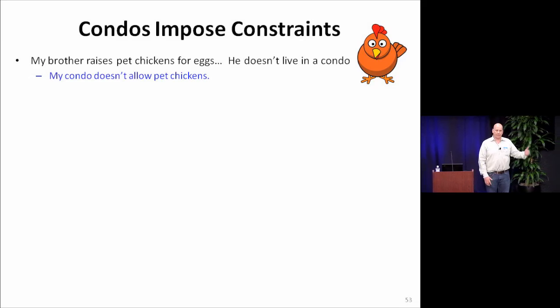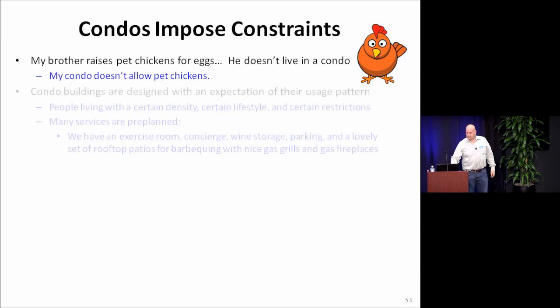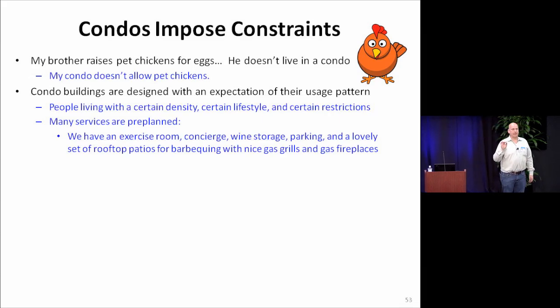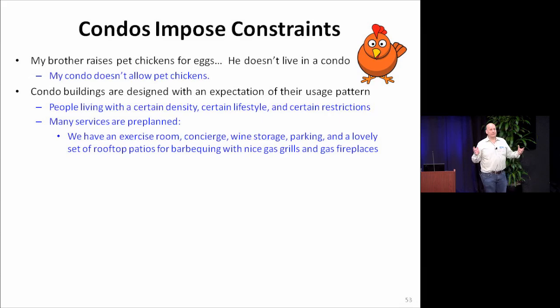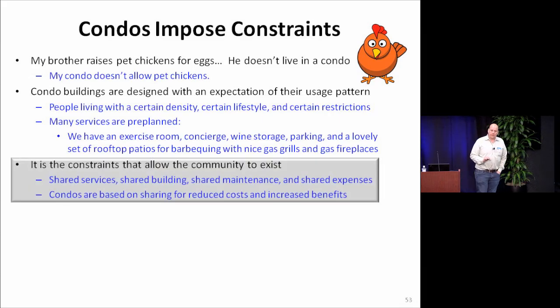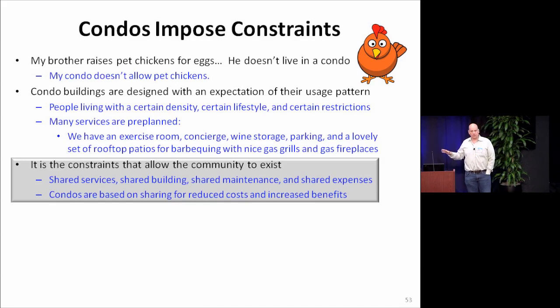Now, condos impose constraints. My kid brother lives down between Morgan Hill and Gilroy, and he has pet chickens on his 3 acres. I don't raise pet chickens in my condo. I'm not allowed to. Condo buildings are designed with an expectation of usage: density, lifestyle, restrictions, can't make too much noise. But I've got an exercise room, and a wine storage locker, and nice parking with valet help, and all these patios that I like. But it is those constraints. It's the fact that I'm told what I cannot do that allows me to have these shared services.